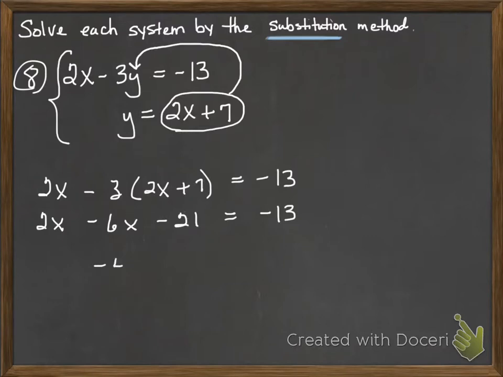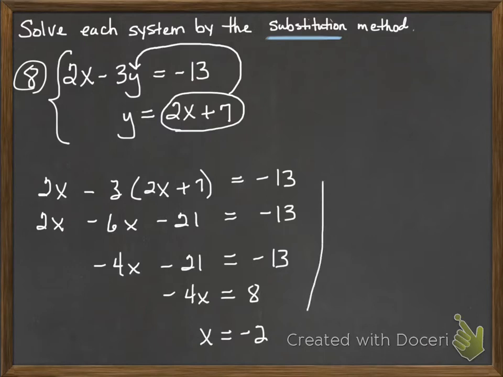We're going to combine like terms, and then we'll solve for x. So we're going to add 21, divide by -4, and x is going to be equal to -2. Now to find your solution, you have to have an x and a y. So we know what our x is. So what I'll do next is I will take my x equals -2, and you could plug it into either one of the original equations, but I'm going to plug it into y equals 2x plus 7 just because it's going to be easier to plug in there.